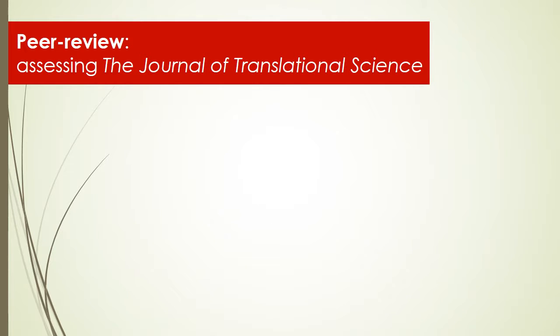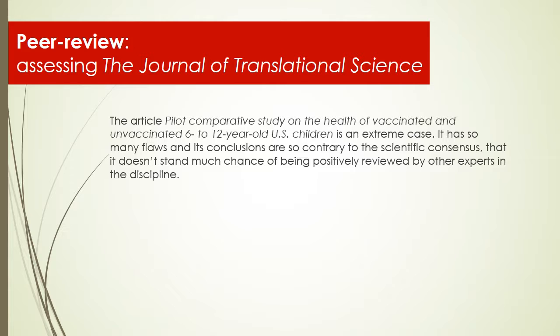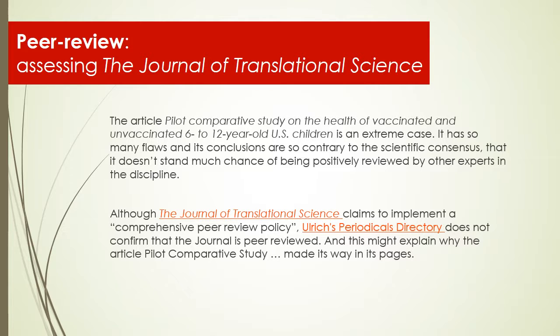And as you might guess, the article Pilot Comparative Study on the Health of Vaccinated and Unvaccinated 6 to 12-year-old US Children is such an extreme case. It has so many flaws and its conclusions are so contrary to the scientific consensus that the probability that it will survive peer review is very unlikely. Therefore, the fact that it was published in the Journal of Translational Science says something about the journal. That journal claims it has a comprehensive peer review policy, but if you have access to this resource, the Ulrich Periodicals Directory, you will see there that it says that the journal doesn't implement peer review.